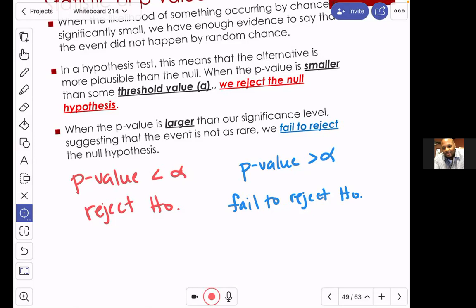Another reason we don't accept it is because you can still commit the crime. You just got off. So we don't ever accept H0. We always either reject or fail to reject. And it's all based on the p-value.